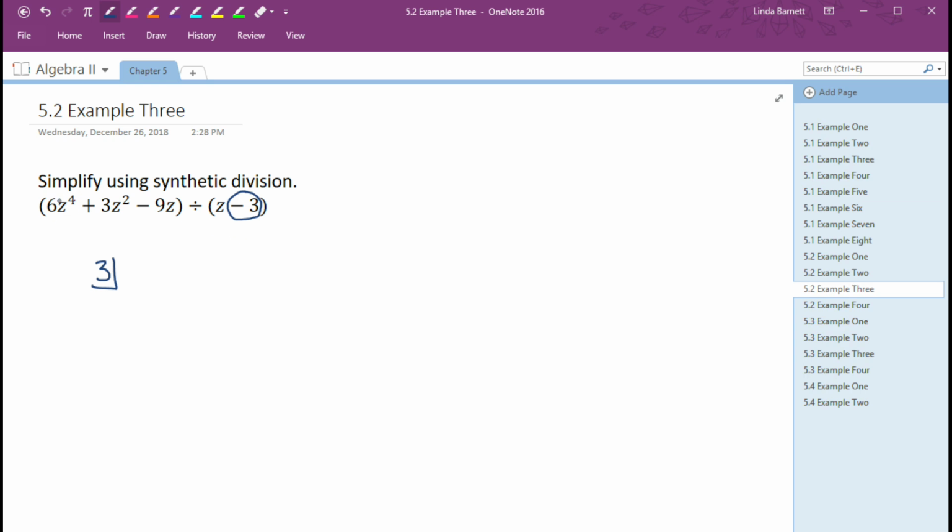So if I'm starting with a z to the 4th, I get to put my 6 in front there. And I need to account for my z cubed that's missing. So as a placeholder, I'm just putting a 0 in for my 0 z cubes that are here. I add the 3 in for the z squared, the -9 in for the z, and the other thing that is missing from this is my constant term, so I also need a 0 there.